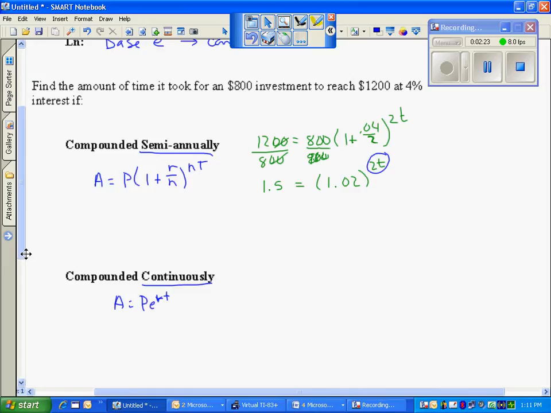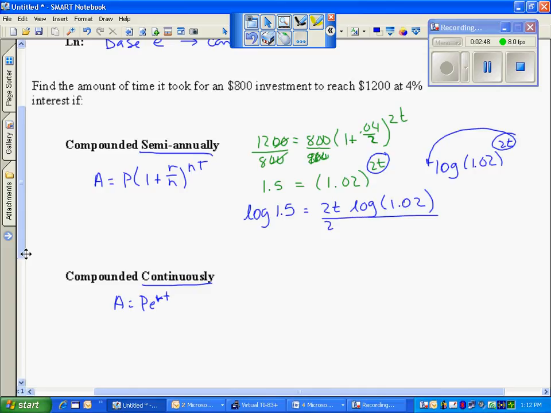I'm going to take a log base 10 or a common log, because these are just numbers, and the whole purpose of taking that log was to bring that exponent down in front. When I rewrite this as the log of 1.02 to the 2t, property 3 says that just comes down in front. You can multiply those two exponents. I'm solving for t. I'm going to divide by 2 to get rid of the 2, and divide by log of 1.02. Now the logs aren't going to cancel.